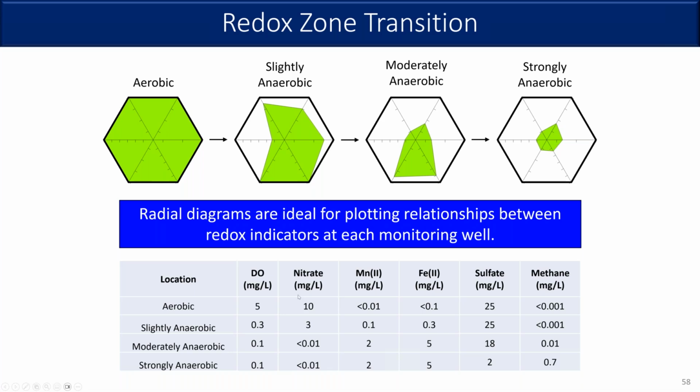So we can look at a table, which is how a lot of sites used to do this, just look at the table and try to figure it out. Or we can do it visually. These graphs are the exact same data, just plotted with radial diagrams, a much more effective way of seeing what's happening.